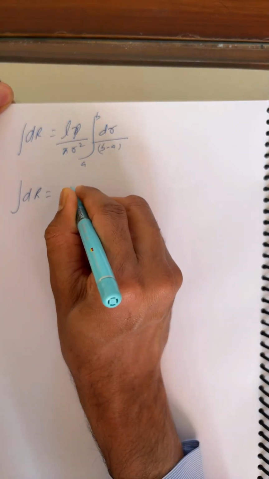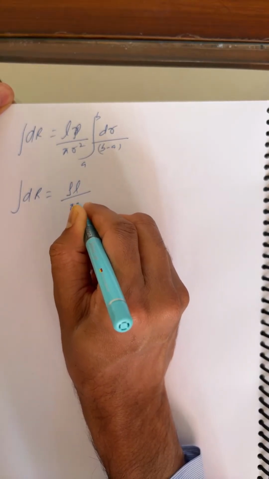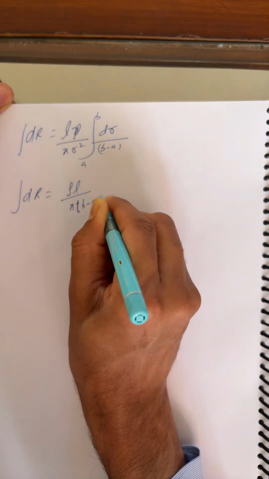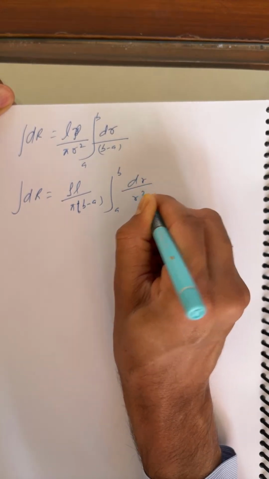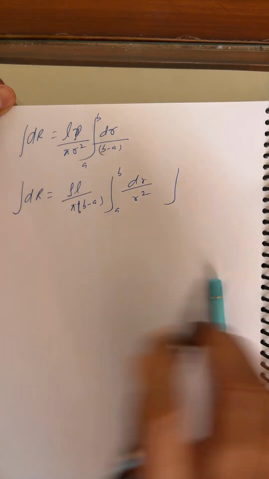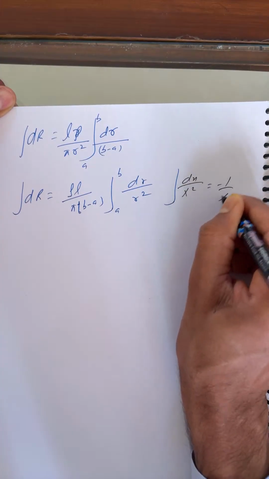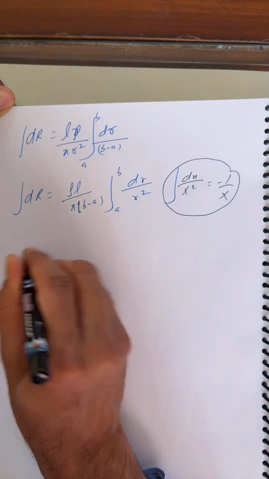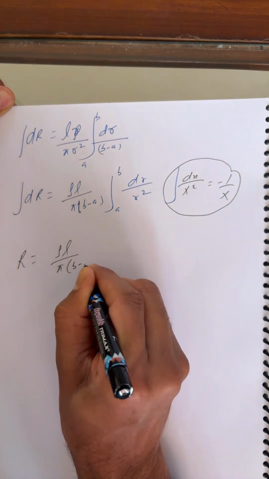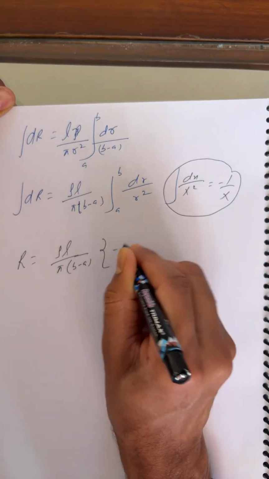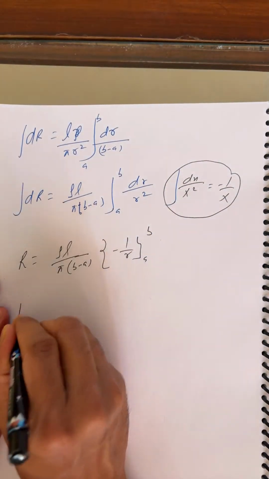Now I can say rho L upon pi into b minus a, this is integration from a to b of dr upon r squared. This is the familiar integral, dx upon x squared, which gives minus 1 upon x. So rho L upon pi times b minus a into minus 1 by r, with limits a to b. The b minus a terms adjust each other.